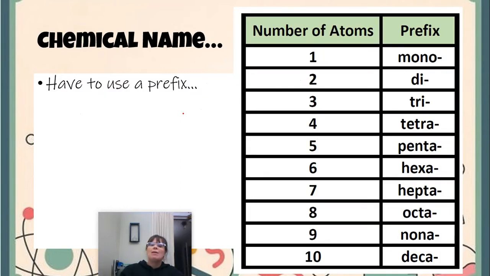All right, now because there is no charge, we have to use something called a prefix. A prefix tells us how many of each atom is in that compound. So for example, if I have one of that atom, I use the word mono. If I have six, I use hexa. This chart is really important. The more you practice, you start to memorize it because eventually you don't get this chart. You just got to know that penta is 5.